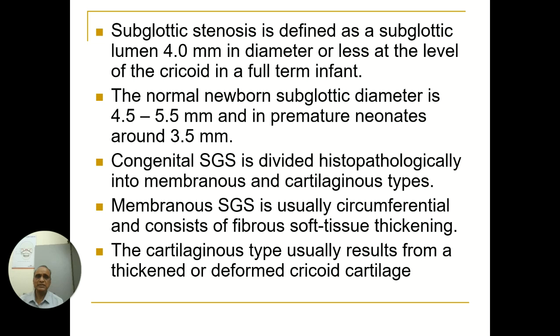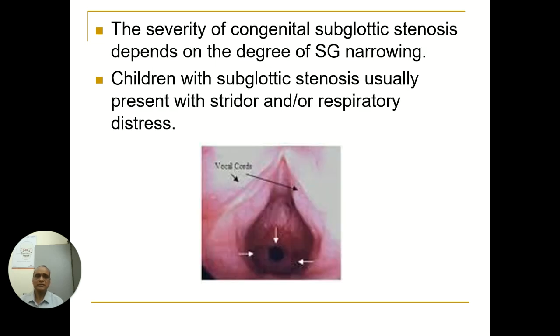Congenital subglottic stenosis is divided histopathologically into membranous and cartilaginous type. Membranous subglottic stenosis is usually circumferential and consists of fibrous soft tissue thickening. Cartilaginous type usually results from the thickened or deformed cricoid cartilage, especially the lamina of the cricoid cartilage. The severity of the congenital subglottic stenosis depends on the degree of the subglottic narrowing. Children with subglottic stenosis usually present with stridor or respiratory distress or otherwise respiratory embarrassment.